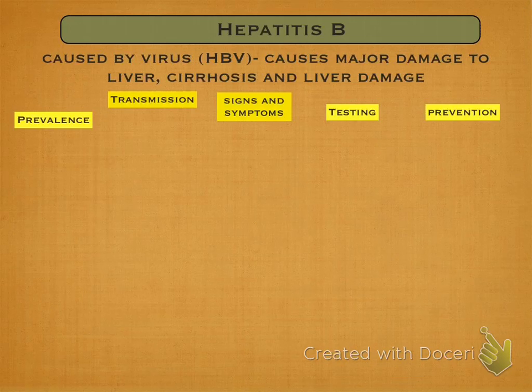So this is blood-borne. But here's the other thing about hepatitis. It's a whole lot easier to get hepatitis than it is HIV. There are only 4 ways to get HIV. There are more than 4 ways to get hepatitis B. Okay? Now let me say this.